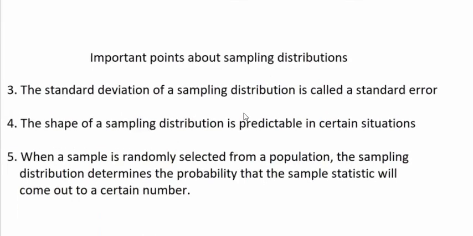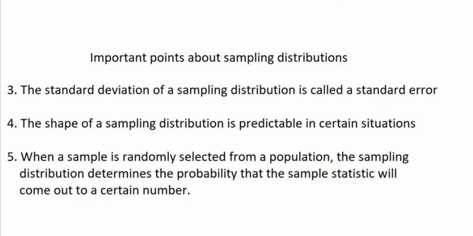So basically, you could say that even though a particular sample isn't perfectly accurate, the samples are accurate on average. In other words, they average out. When you look at all possible samples, they average out to the truth. So here, the standard deviation of a sampling distribution is called a standard error.